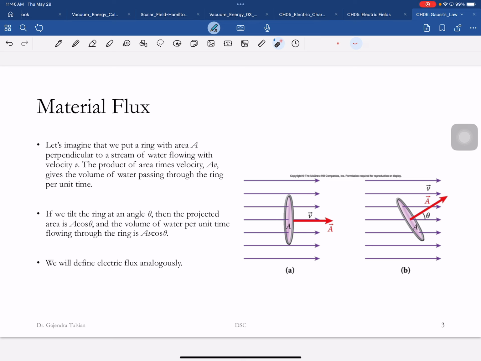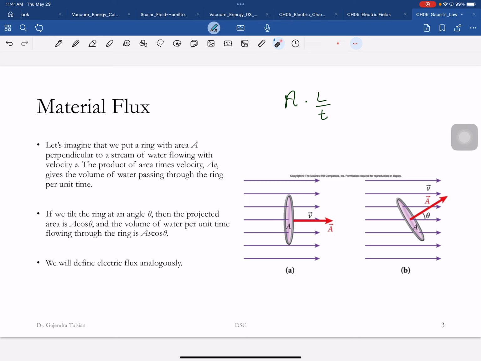All right, so this is the flowing river. And what we want to know is how many gallons of water are passing through this per second. That's given by the material flux, and it is A, the area of this ring, times the velocity of the water at that point. Area is length squared, and velocity is length over time, so this is volume over time. It tells you how many gallons are flowing per second. So this is material flux.